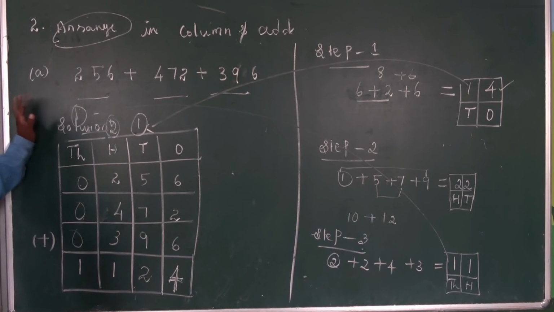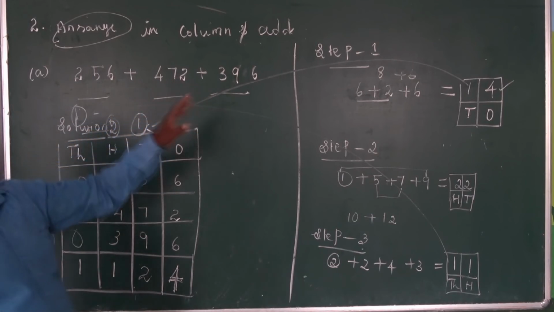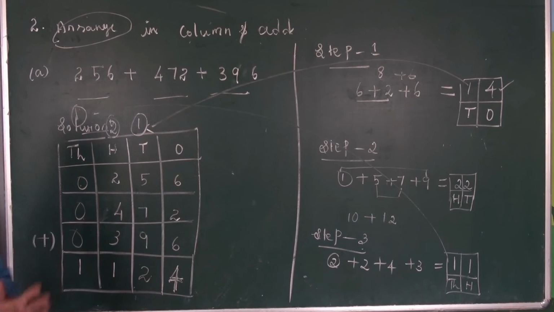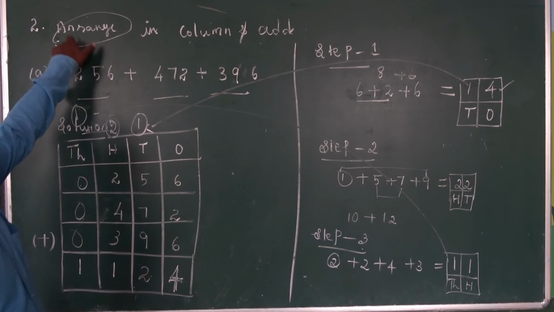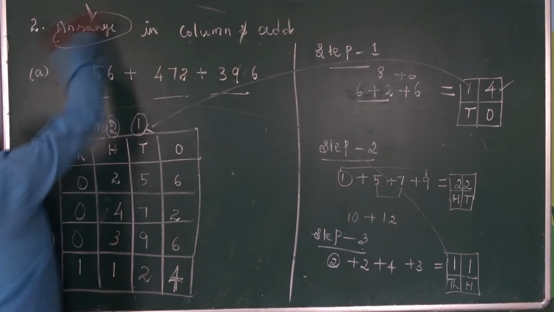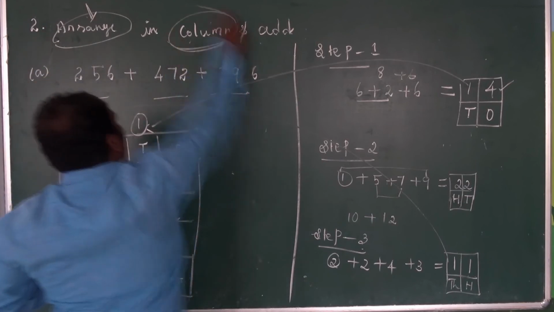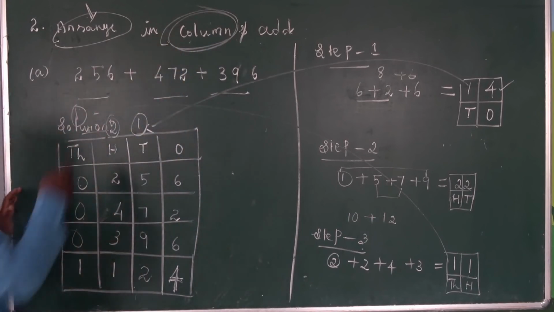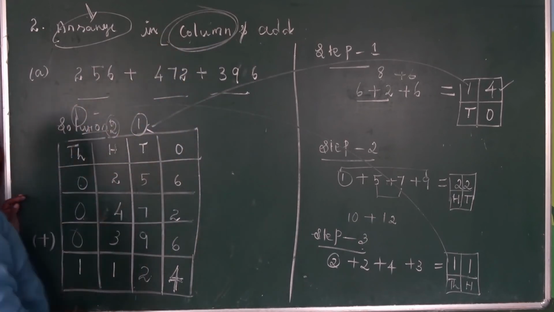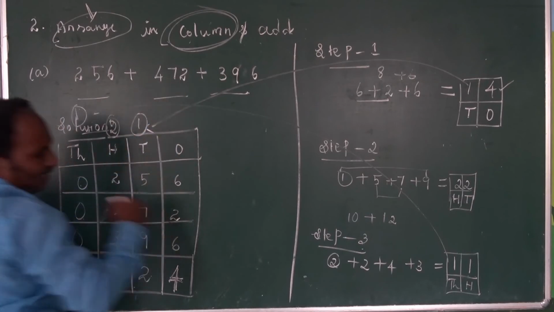Listen here. Arrange in columns and add. Question part A: 256 plus 472 plus 396. These are all three digit numbers. Our question is to arrange in columns and add. Arrange means we arrange the given numbers column wise, that means one by one: 256, the next 472, the next 396.